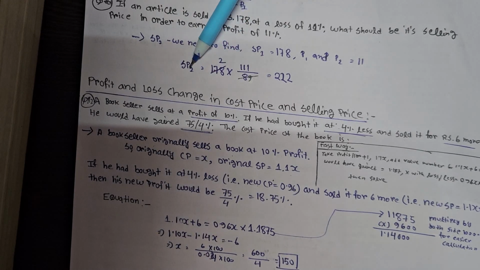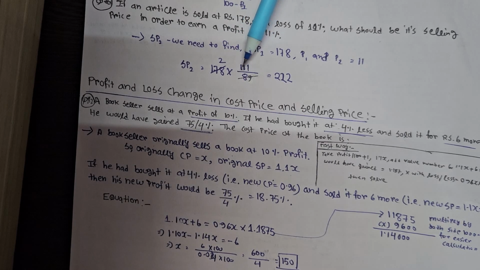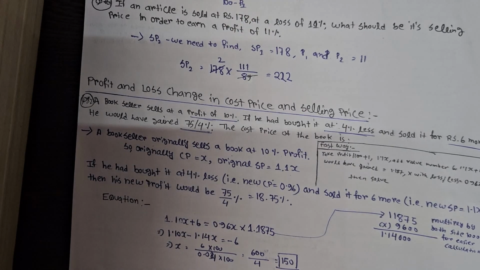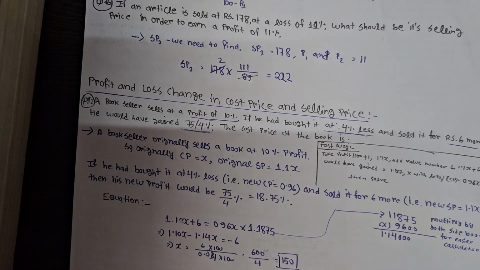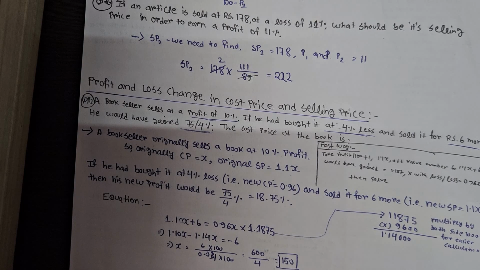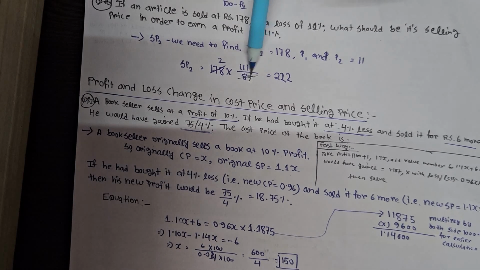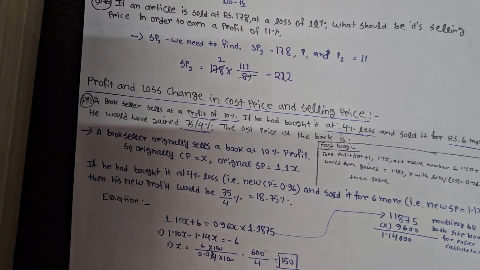So we write SP2 equals 178 multiplied by 111 by 89. How did I get this number? 111 is the profit percentage, 100 plus 11, and for the loss percentage, if an article is sold at an 11% loss, it is 100 minus 11, 89. So if we do the calculation, we get 222 rupees.